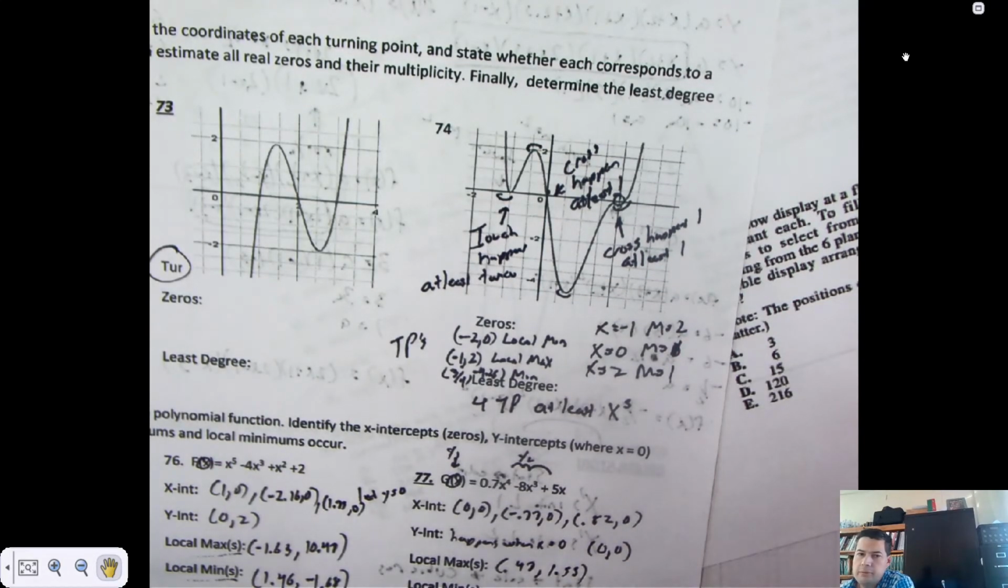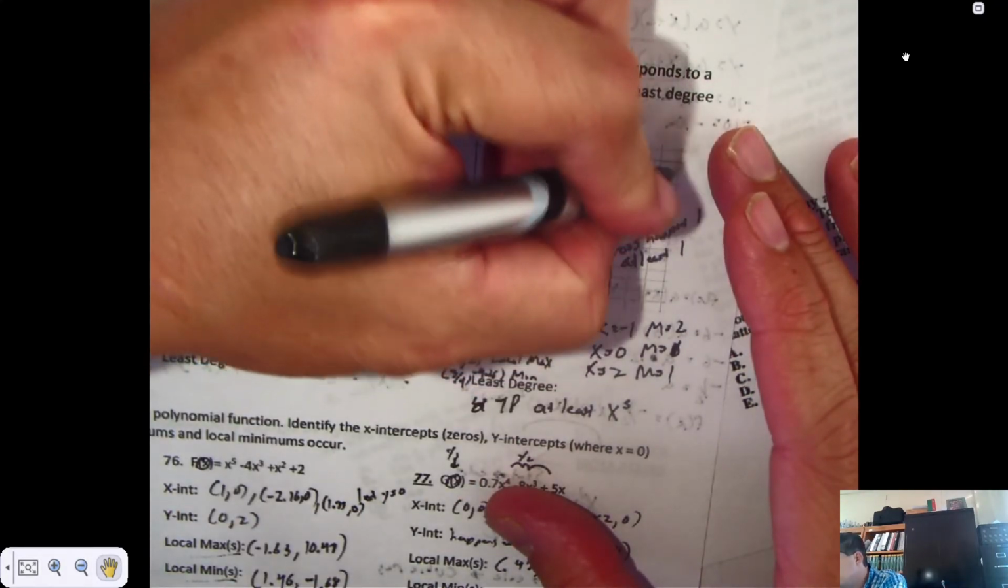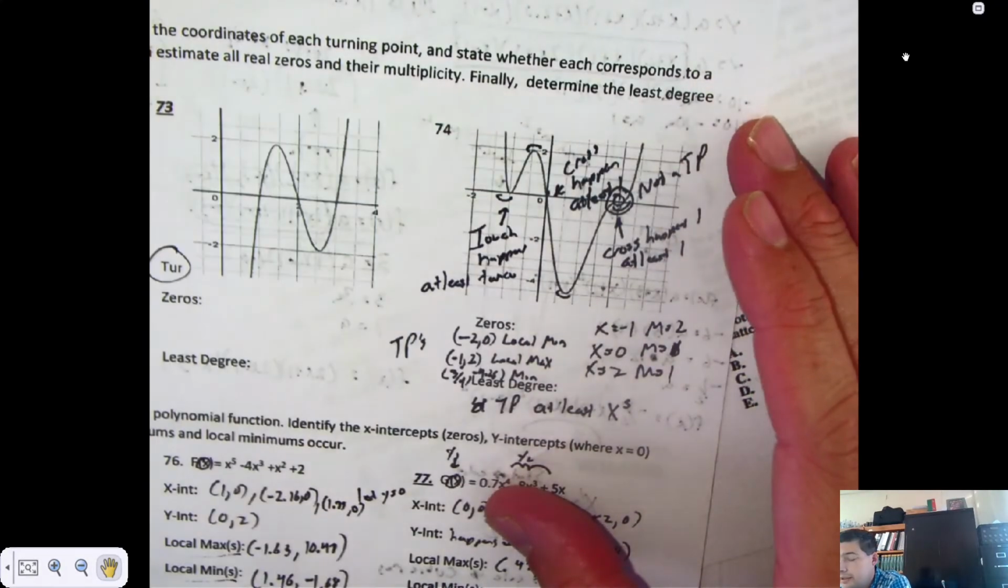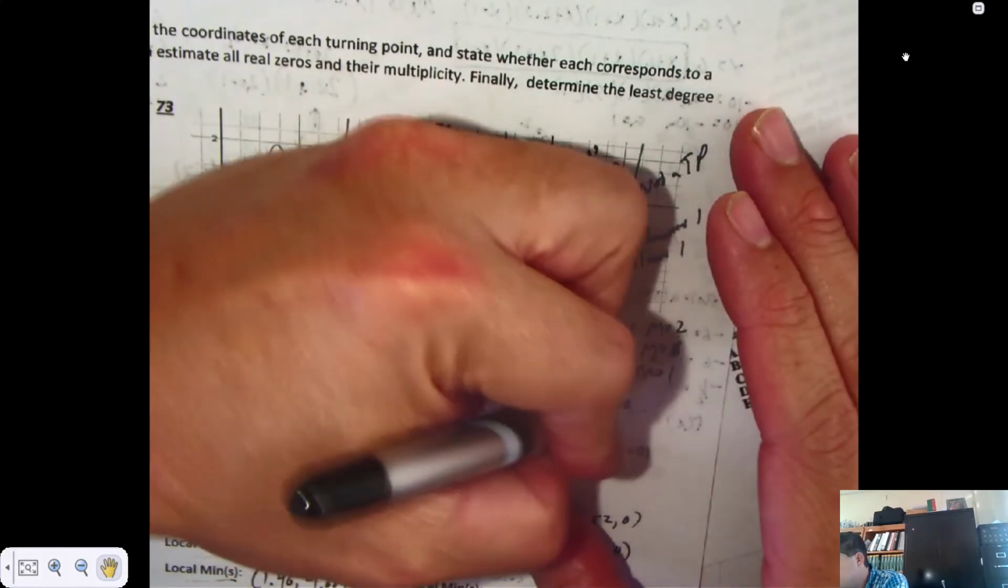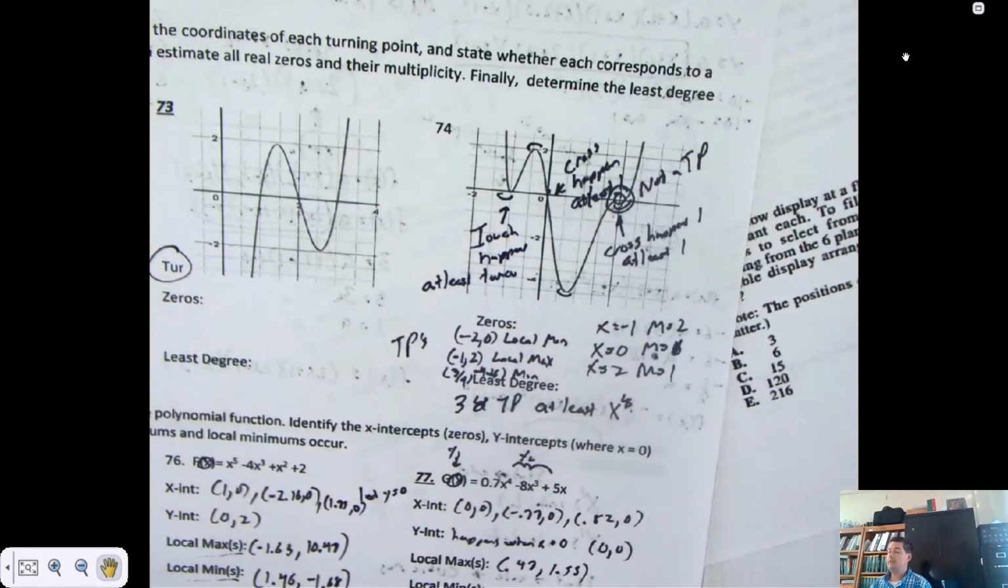Wait a second, Milbrath's dumb. This is not a turning point. This is Monday, and I've had a Monday. It's got 3 turning points. It's at least x to the fourth. It's even behaving like x to the fourth. Starts high, ends high.